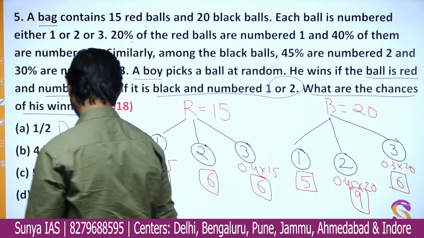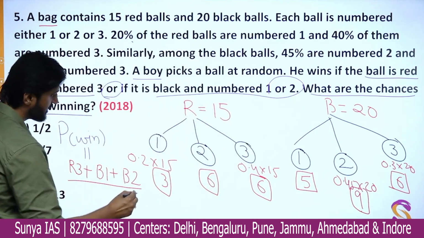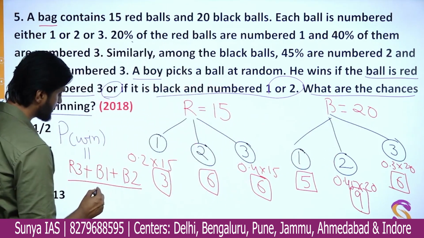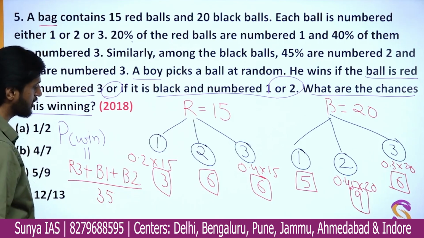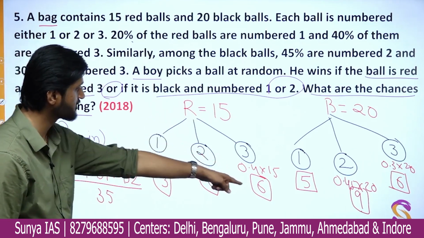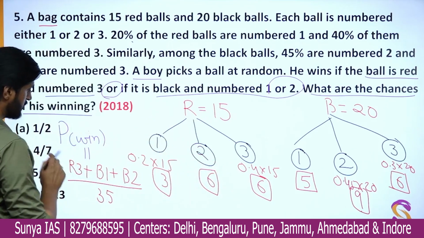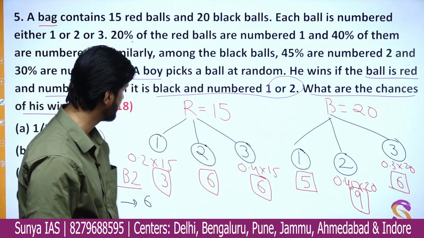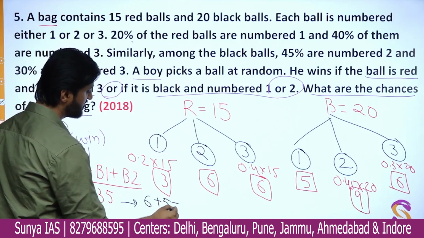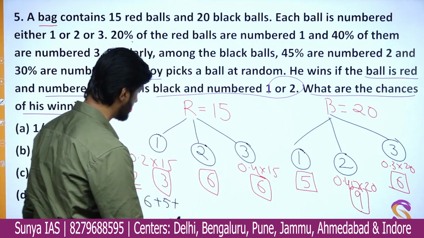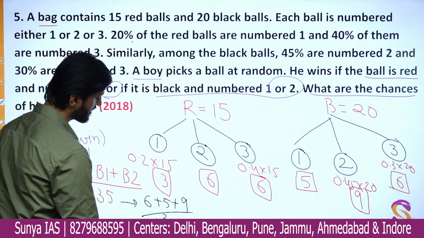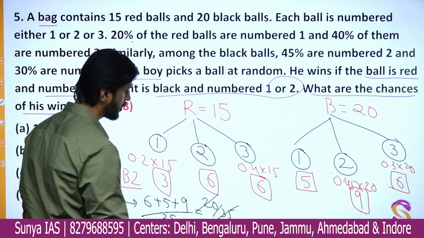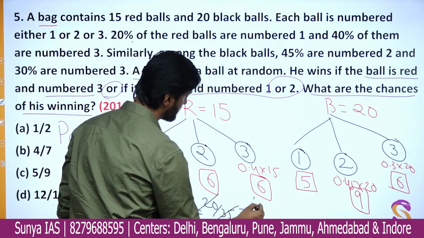And what is the total number of outcomes he has? He can have any ball out of the total balls. So there are total 20 plus 15, that is 35 balls. What about the number of R3 balls? R3 balls are 6 in number. So let me just write down this value. We have R3 balls which are 6 in number. Then B1 balls which are 5 in number. Then we have B2 balls which are 9 in number, divided by 35. So this sum is nothing but 20 by 35. If you cancel it out by a factor of 5, it will become simply 4 by 7.